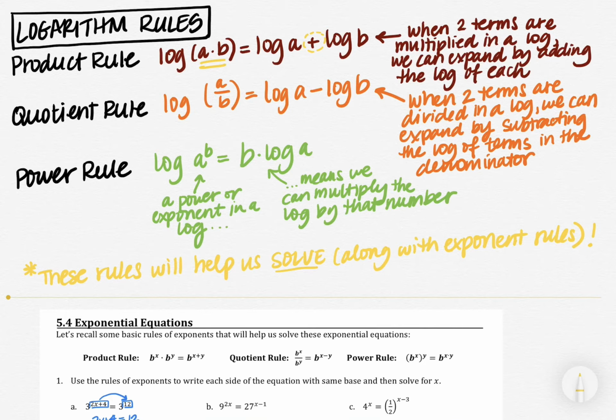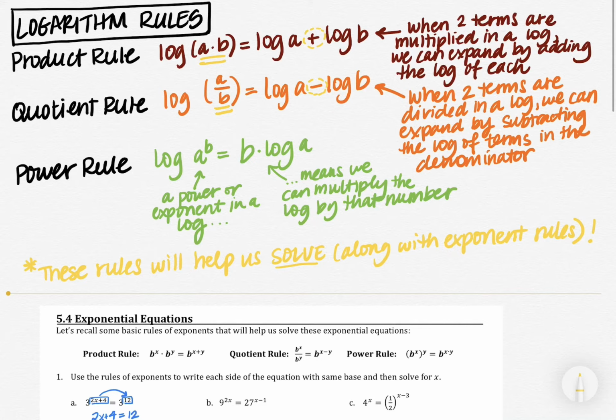Multiplication expands to addition. Quotient rule, whenever we divide, just like dividing 2 bases, we subtract the exponent. Well, dividing 2 terms inside of a log, we're going to subtract the 2 logs. We're going to subtract those 2 individually. I always like to remember that anything in the denominator, that's what's being subtracted. So those denominator terms, in this case the b, we're subtracting log b.